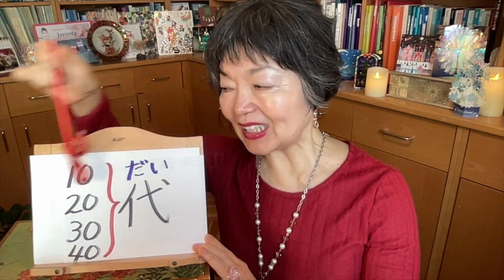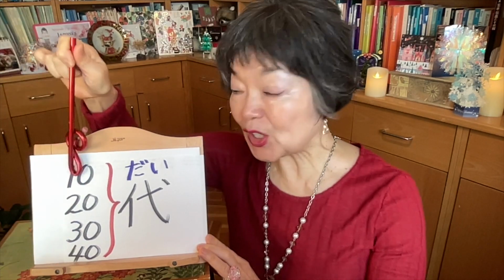Periods of time or era. 時代. Here, 時 is the kanji of toki, the time, and 代, this kanji, 時代. For example, 江戸時代, Edo era, Edo period. We can also use this 時代, for example, the time of my grandmother. 私のおばあちゃんの時代. Teens, 20s, 30s, 40s. We say 10代, 20代, 30代, 40代.